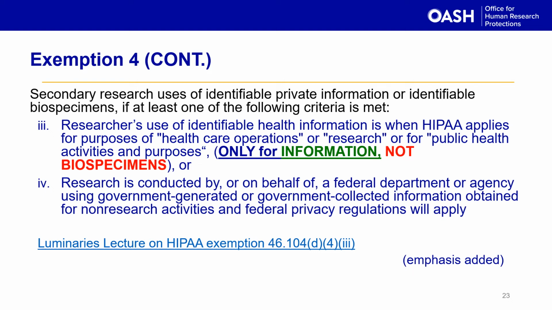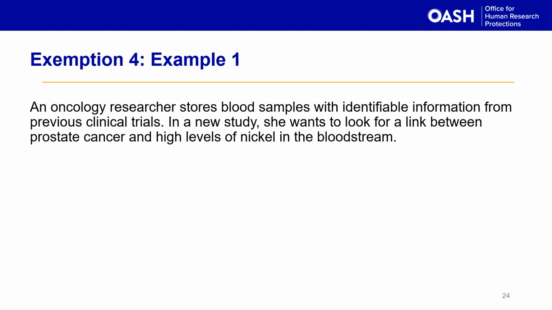In the last provision, the information is government generated for non-research purposes. This speaks to the secondary use component of Exemption 4. And the research is conducted on or behalf of the federal government, and federal privacy standards will apply. So the research may be done by a government contractor or at the direction of the federal government. Exemption 4 can be used on research with children. Let's look at an example.